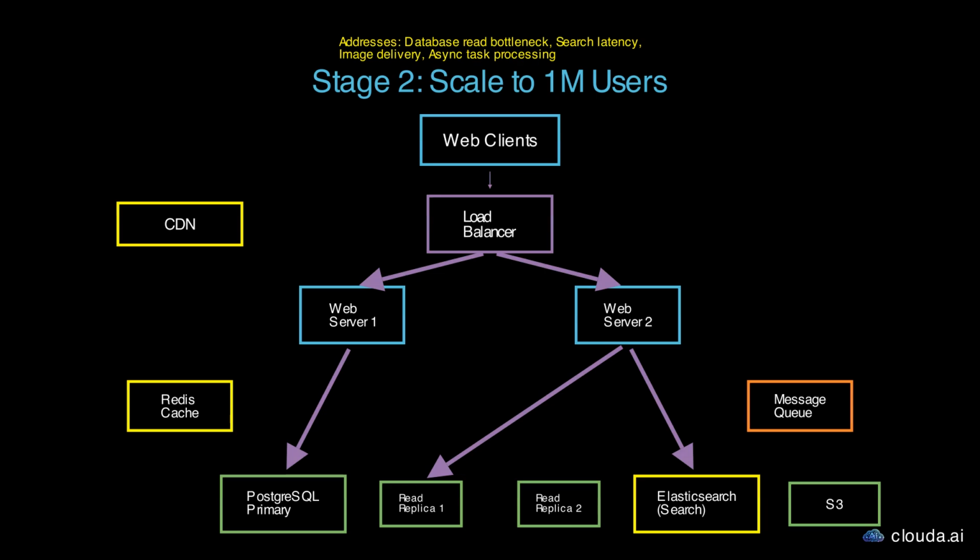We introduce Elasticsearch for fast, low-latency search with complex filters like location, price range, and amenities. Redis cache stores hot listings and frequently accessed data, dramatically reducing database hits. A CDN delivers property images globally with low latency. Finally, we add a message queue for asynchronous tasks like sending booking confirmations and notifications. This architecture can now handle 1 million users while maintaining search latency under 500 milliseconds.